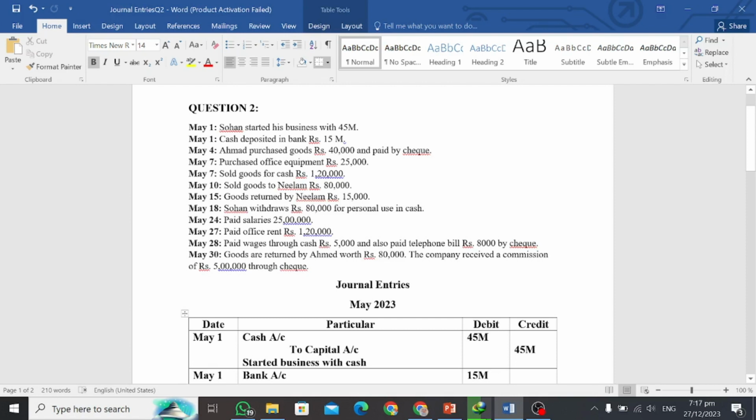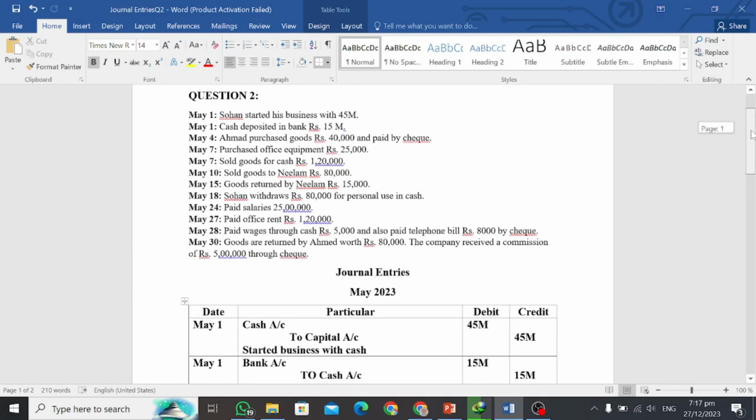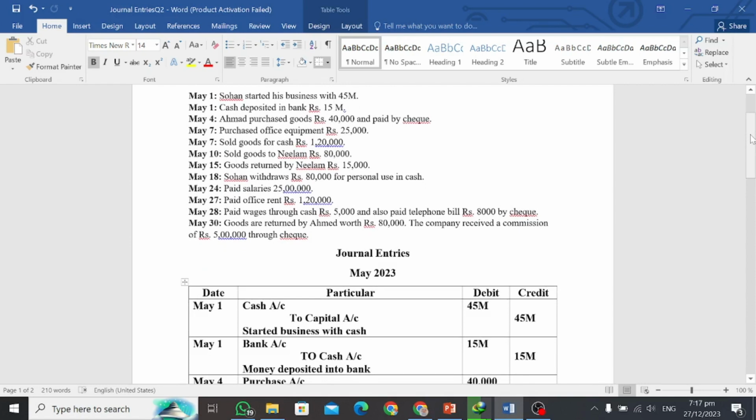And goods are returned, it means number of goods are increasing, so value of goods is also increasing, which is an asset, so it will be debited. So we will have sale return account and account receivable. Sale return account will be debited while account receivable will be credited.